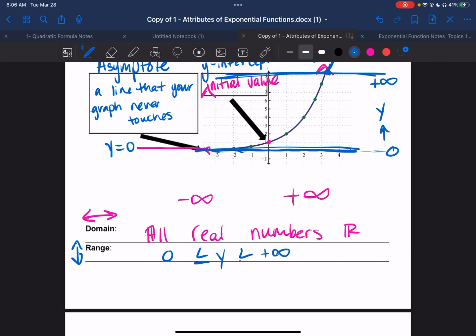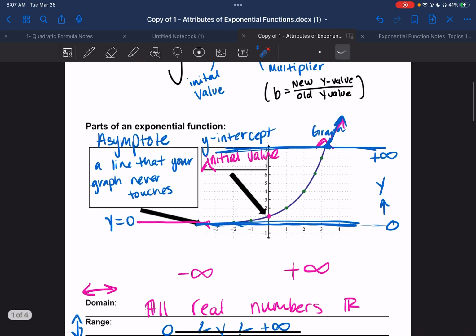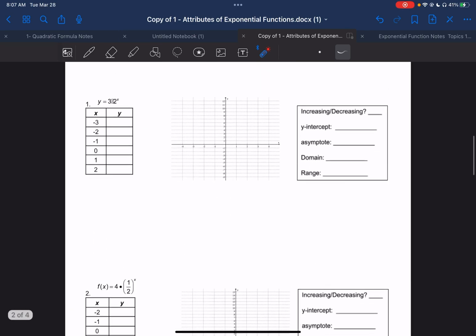We're not going to do the equal to like with this. We're not doing that because this graph right here will never touch this line that I'm drawing. It should never touch it, so it's not going to be equal to. It's just going to be like that. So there's your range. All right, so here are the parts. Let's do some problems real quick, and then we're done.